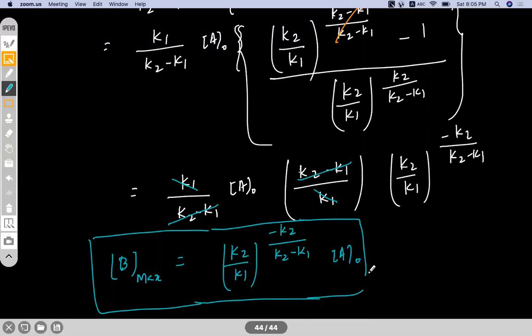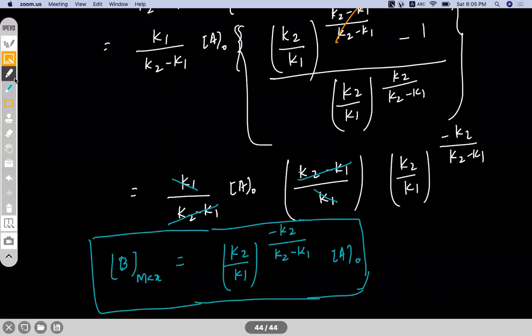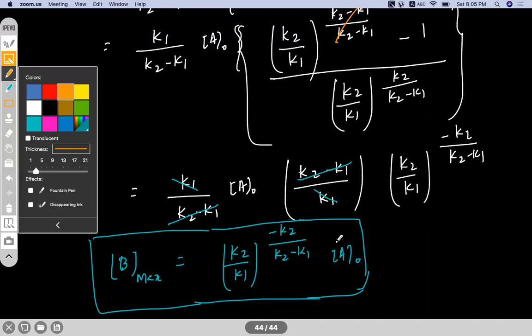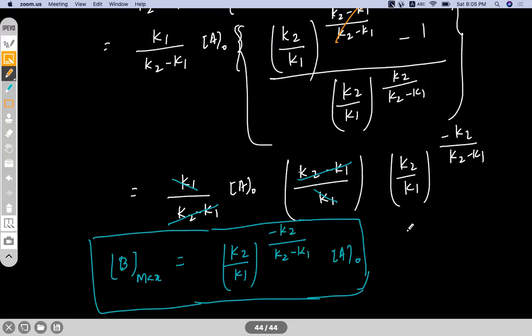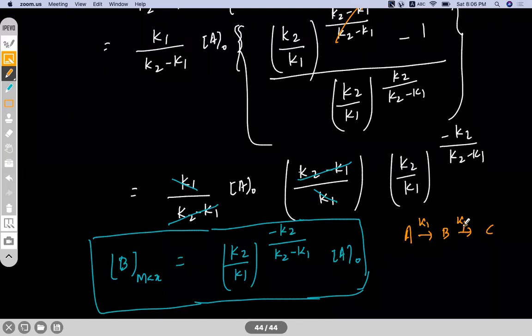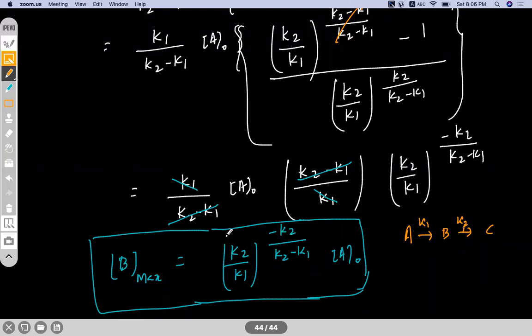When you memorize this result, one more thing you have to take care of: the reaction was A to B and B to C. So this is K1 and this is K2. For B max, the rate constant of B we are taking here is K2 by K1, to the power K2 by K2 minus K1. With respect to this only, you memorize all the results that we have done. Right? Any doubt in this?